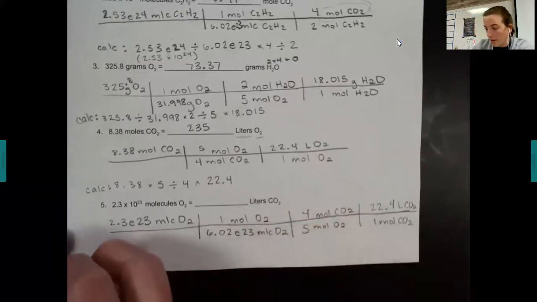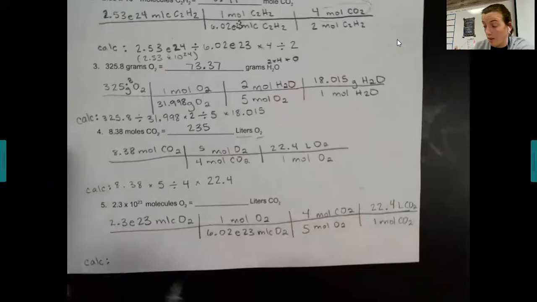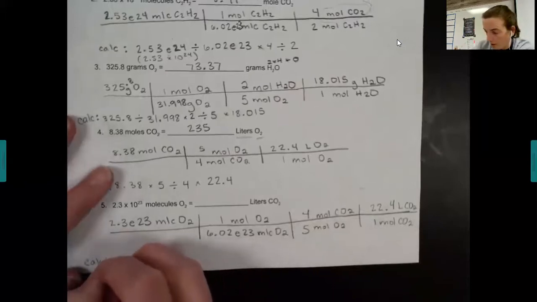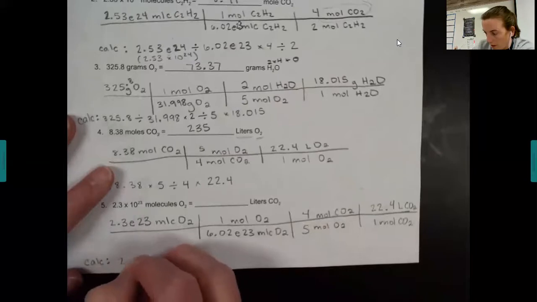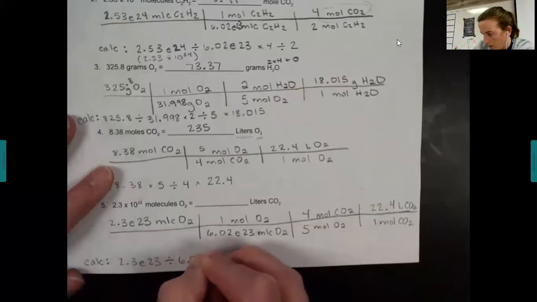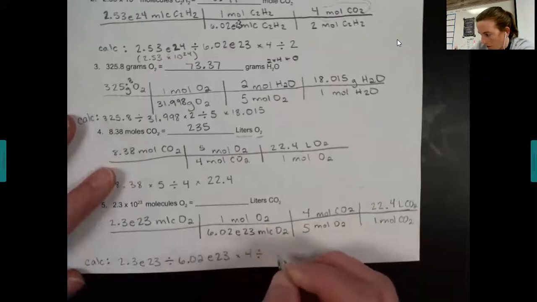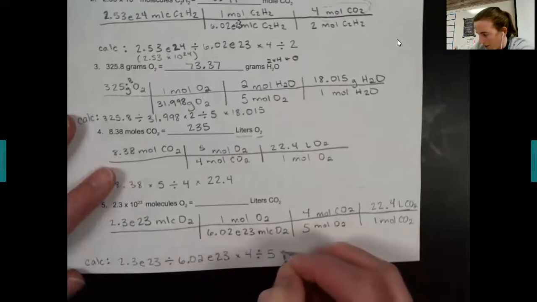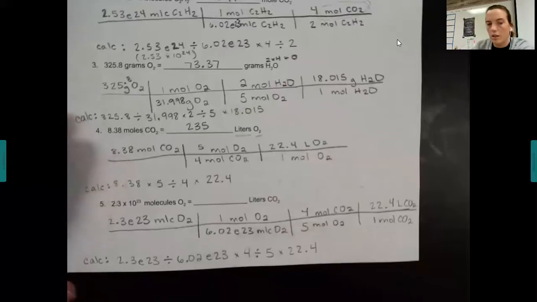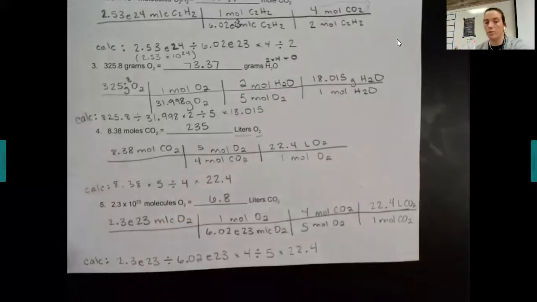All right, and when we put this in the calculator, if you want to go ahead and just put it in the calculator, do it. See if you get the same answer. I'm still going to write out what you should write for the calculator though. 2.3 E23 divided by 6.02 E23 times 4 divided by 5 times 22.4. Okay, when you put this in the calculator, you should get 6.8. If you're not getting that, then try something again. You more than likely messed up on one of these first 2 steps.